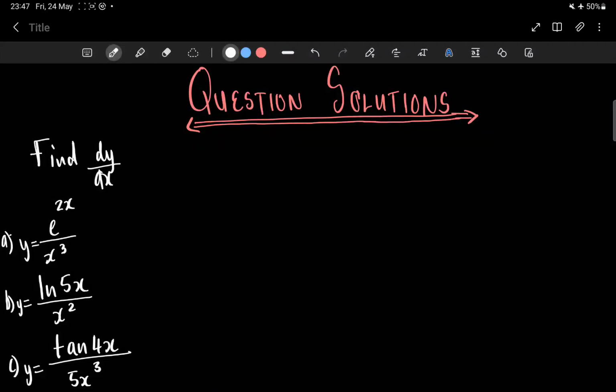Okay, so let's go through these three questions and let's see how it goes. Let's quickly find, and they're all on the quotient rule because, as you see, we have a nice division of two functions, one on the top and one on the bottom.